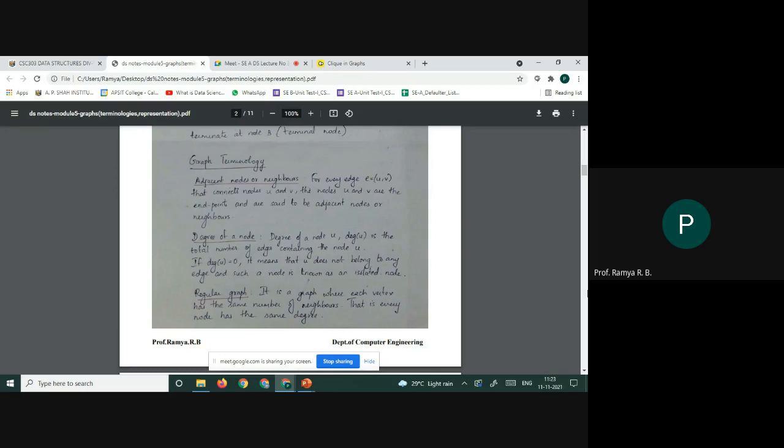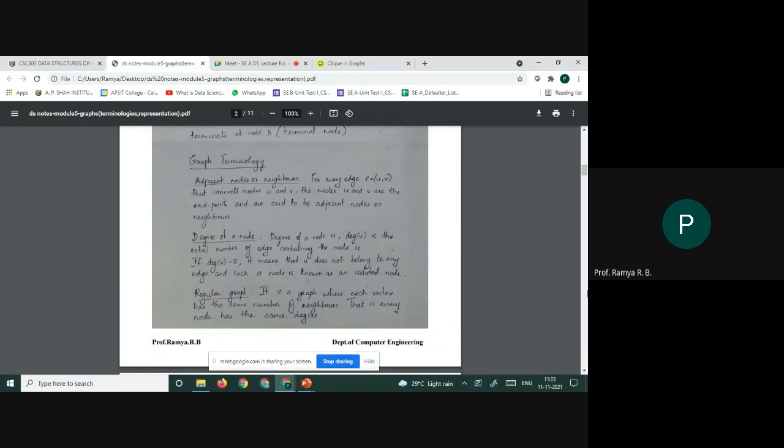Another terminology is degree of a node. We have seen this terminology when we were discussing trees also. The nodes in a tree also have degree, but which degree do they have? They have out degree, right? Because the edges in a tree represent its children. But the nodes in a graph can have both in degree and out degree.